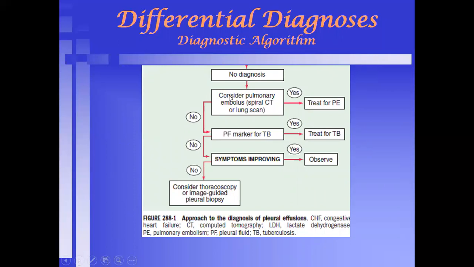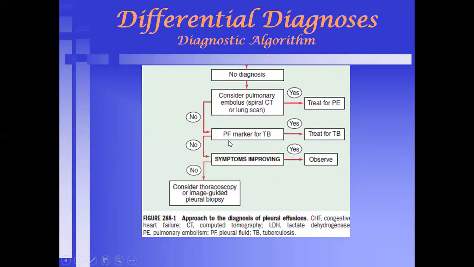If in spite of doing your diagnostic exams, you do not have a diagnosis yet, then you might consider that the patient is having a pulmonary embolism, especially if your patient has the risk factors for developing PE. So in these patients, we can request a CT scan to check for the presence of pulmonary embolism and treat for the pulmonary embolism if present.